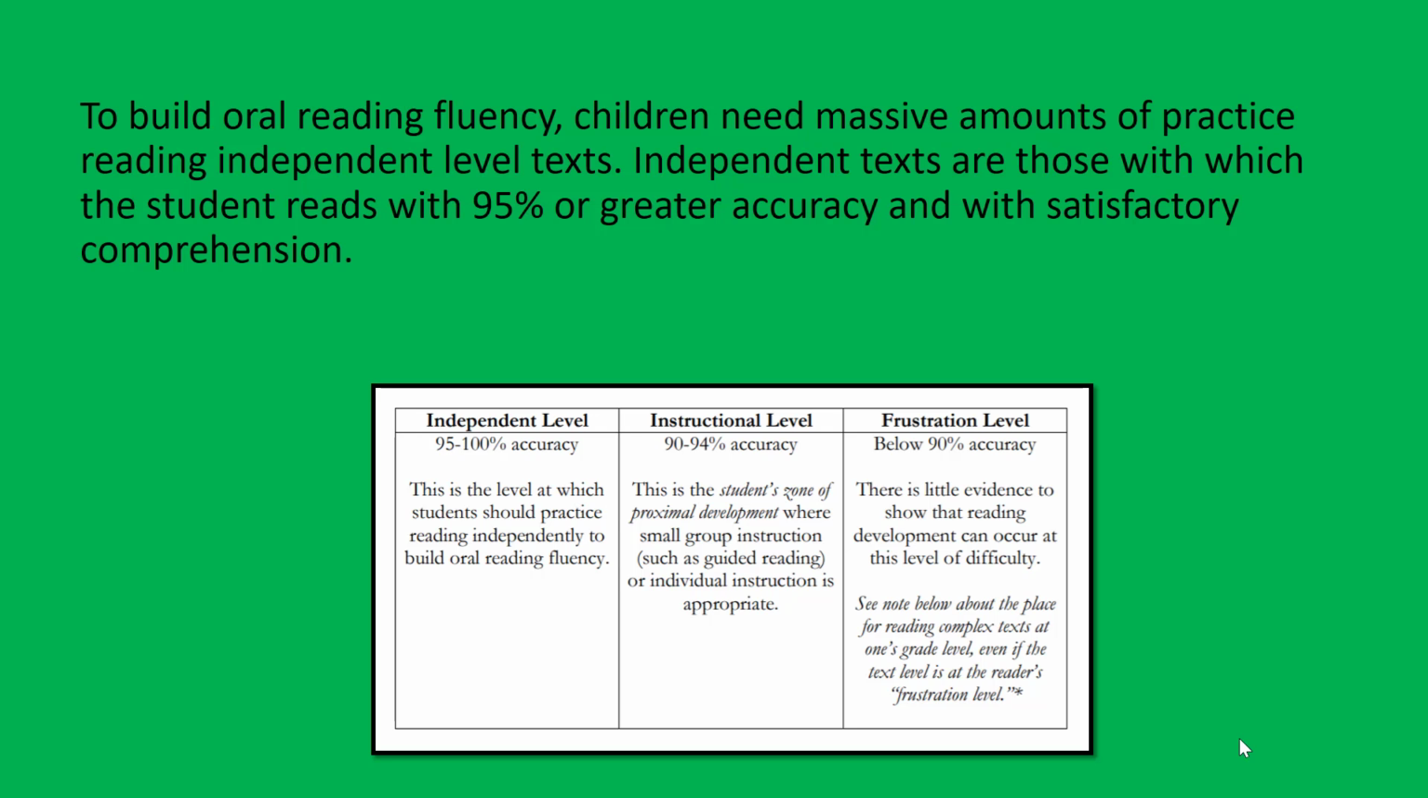To build oral reading fluency, we also know that children need massive amounts of practice reading independent level texts. An independent text is one in which the student can read with 95% or greater accuracy and with satisfactory comprehension.